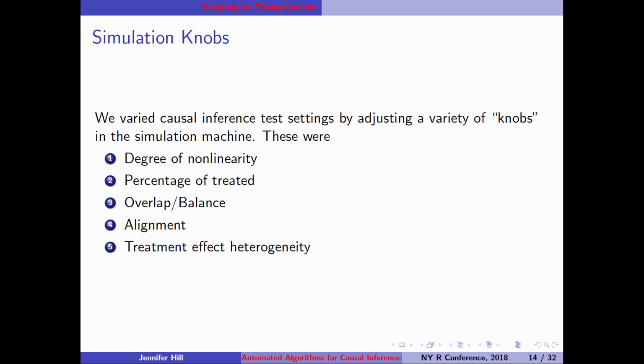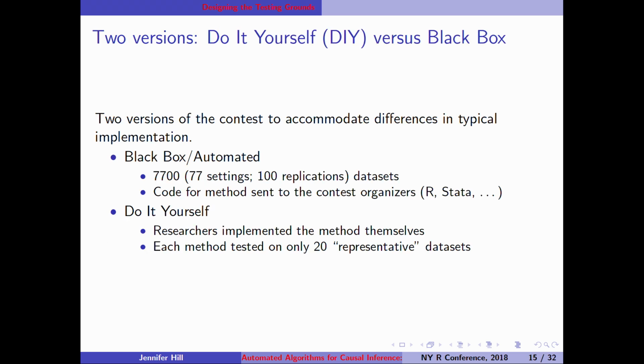And treatment effect heterogeneity. I think we had 1 setting where everyone had the same treatment effect, and beyond that, it was like the picture where there's a lot of heterogeneity. Okay, then 2 different competitions. One with 7,700 data sets. We have 77 settings that varied levels of that knob. Each setting had 100 different manifestations.